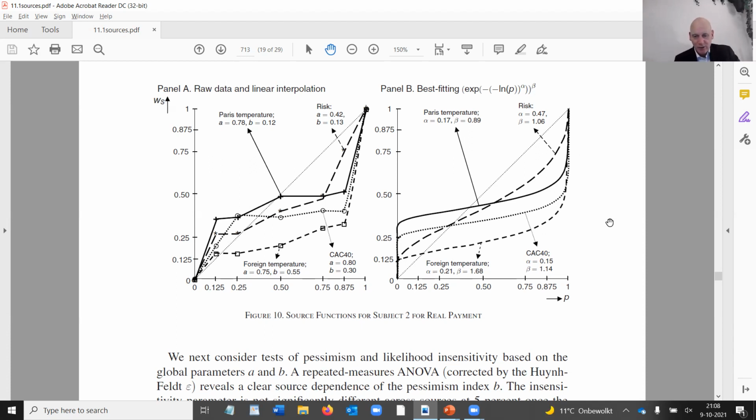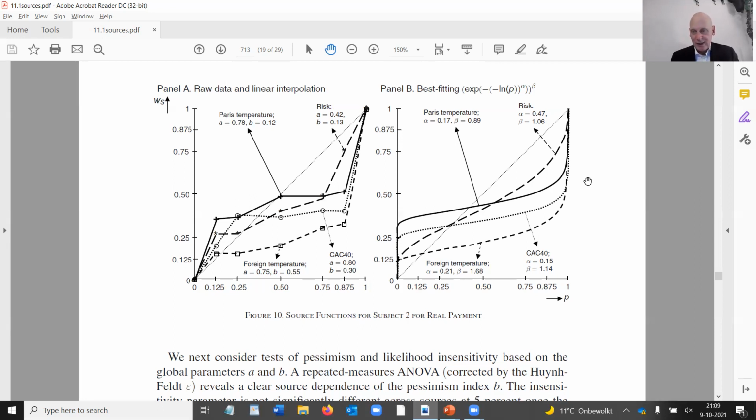Paris temperature is quite a different story. See, Paris has a whole region where the curve is above risk. So there's a kind of source preference, this ambiguity seeking you could call it, happening here. And on the other half, there is ambiguity aversion. But overall, I would say there's as much source preference for Paris temperature as there is for risk. It's a close call. They're about equally big. There's no systematic ambiguity aversion when it comes to Paris temperature. This person quite likes to deal with uncertainty regarding Paris temperature.